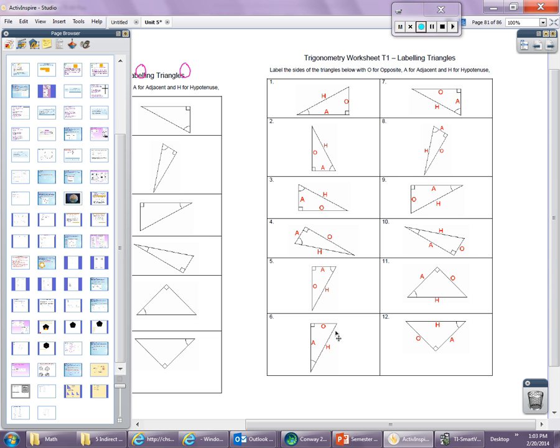Okay. 5, 6, 7, 8. Go through and check and make sure you've identified your hypotenuse, your opposite, and adjacent, because that's going to be really key to seeing if you can set up these trig ratios, which is what we're going to be looking at in just a couple minutes. All right, if you need to pause it, just to make sure you got these right, go ahead and pause. But we are going to move on.